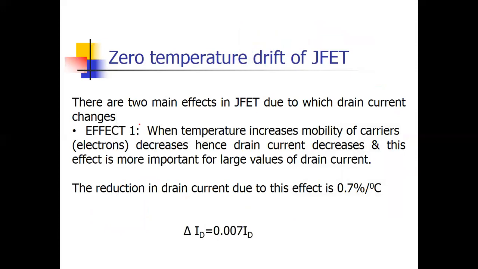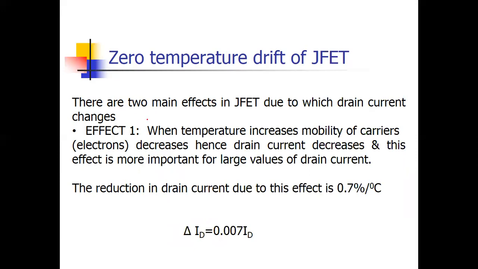Now, what is the role of biasing? We want to stabilize the Q point. What do you mean by stabilizing? It means change in current should be 0. That is called zero temperature drift of JFET, or zero temperature drift biasing. Whatever the change in temperature, increase or decrease, the change in current should be 0. That is what we want ideally. We want the Q point to be fixed. If Q point is fixed, the value of ID should be fixed, and that means whatever the temperature, that ID should not change.